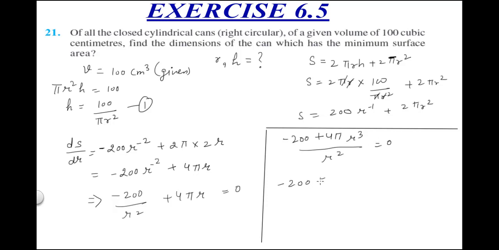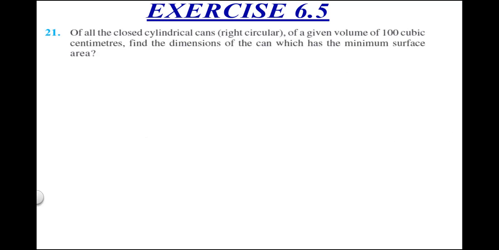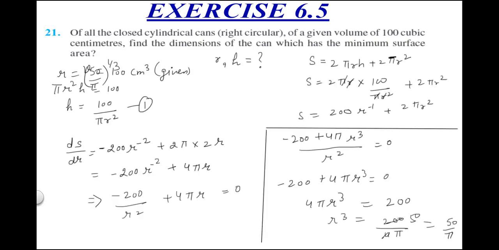We'll get minus of 200 plus 4 pi r cube equal to 0. So we get 4 pi r cube equal to 200. Now r cube will be equal to 200 upon 4 pi. If you cancel it, you get r cube as 50 divided by pi. So what is the value of r that we are getting now? R is 50 upon pi whole to the power 1 by 3. We have taken cube root on both the sides.